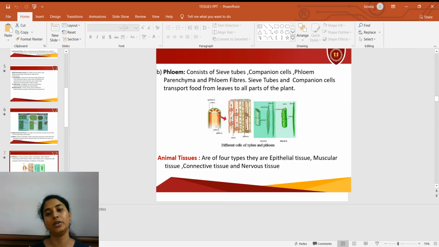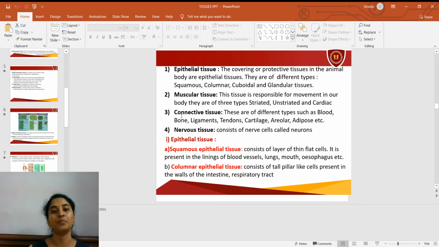Next comes animal tissues. Animal tissues are of four types. Depending on their structures and functions, they are divided into four types. They are epithelial tissue, muscular tissue, connective tissue, and nervous tissue.